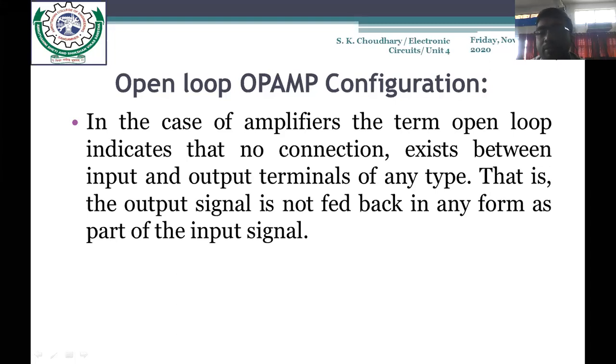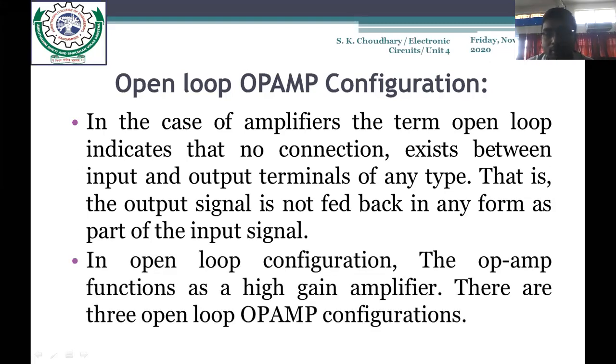In the case of amplifiers, the term open loop indicates that no connection exists between input and output terminals of any type. Open loop means no connection exists between the input terminal and the output terminal in any way. That is, the output signal is not fed back in any form as a part of the input signal. So in the open loop configuration, the op-amp functions as a high gain amplifier.